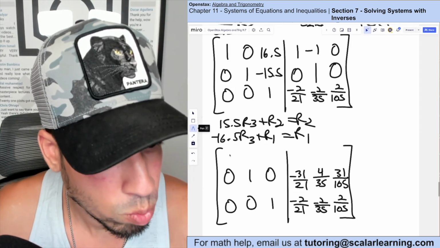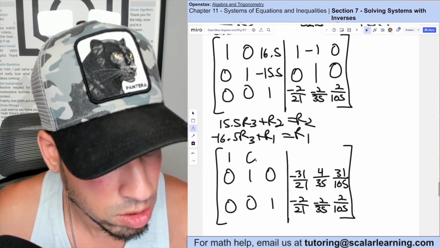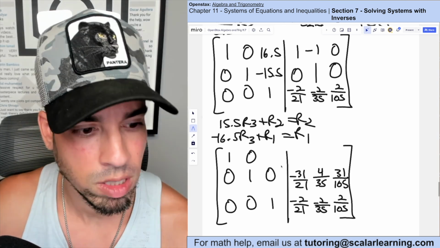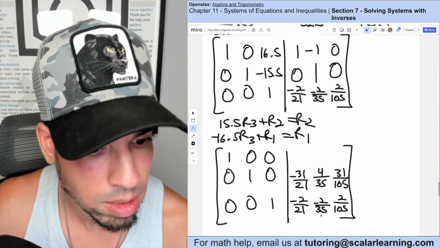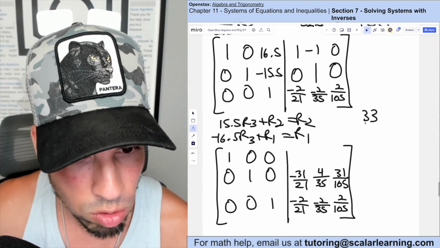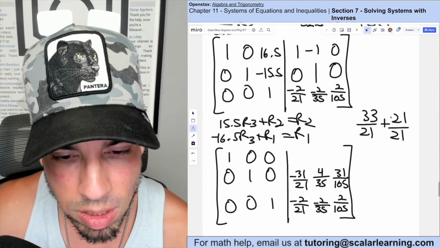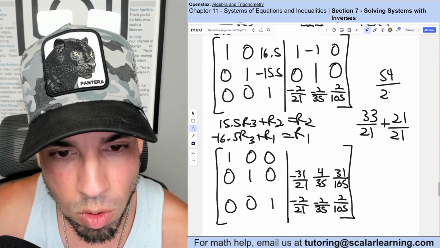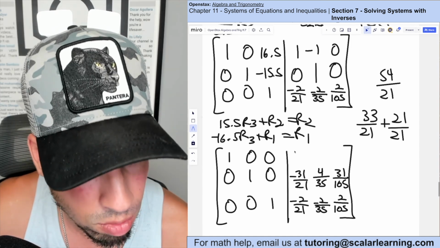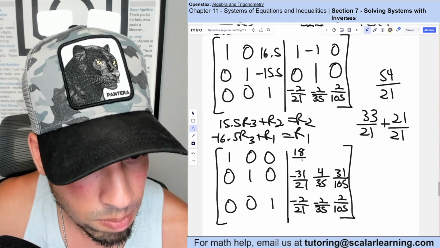Then we got 0 plus 1 is 1. 0 plus 0 is 0. Negative 16.5 plus 16.5 is 0. Okay, now we got it times this, which is 33 over 21 positive plus 1, which is 21 over 21. That's 54 over 21. Divide top and bottom by 3, and you get 18 over 7.